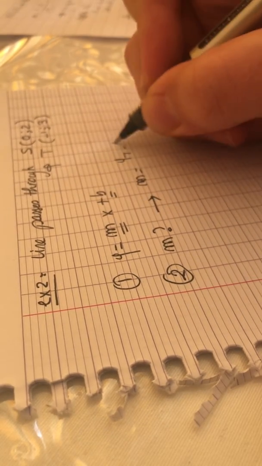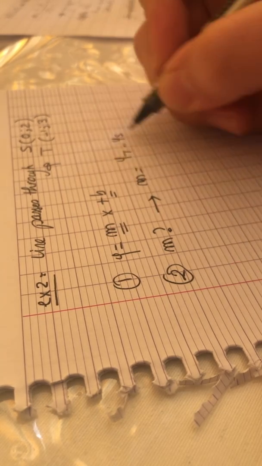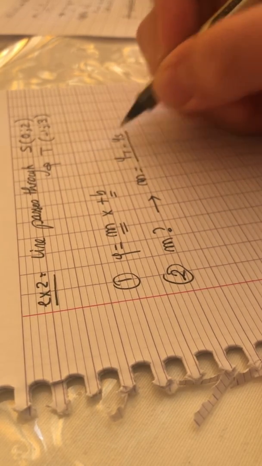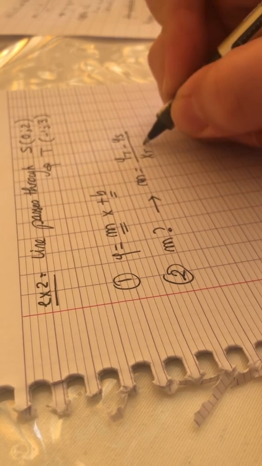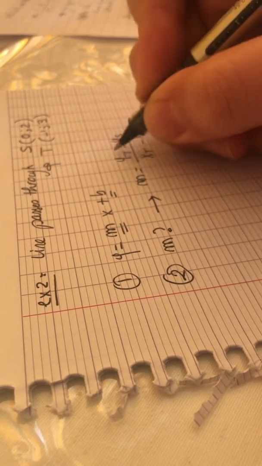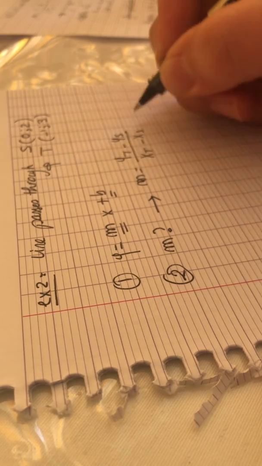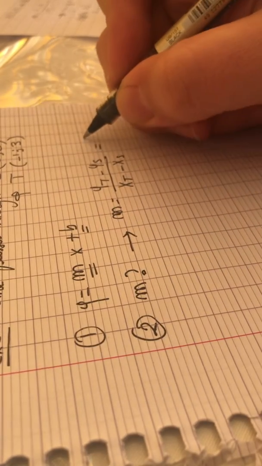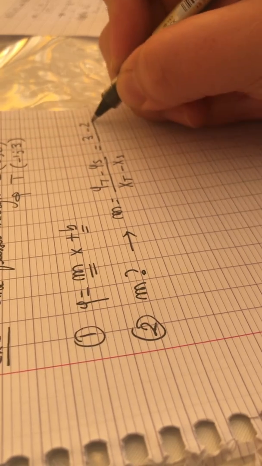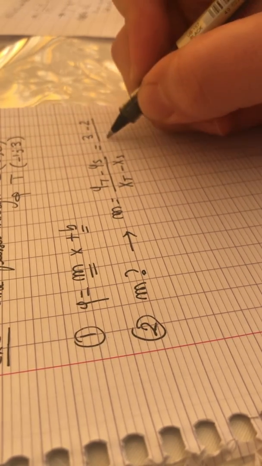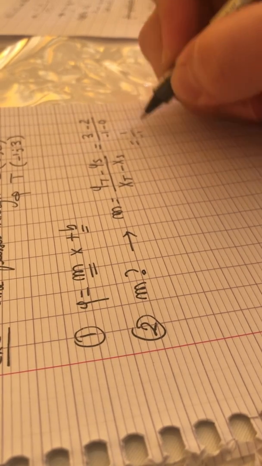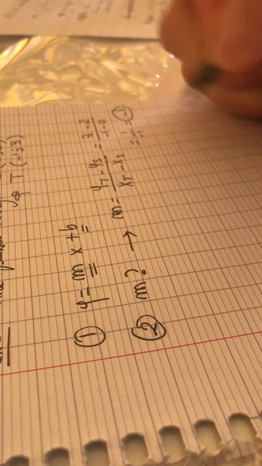minus y of s. Doesn't matter which order you go through, but you have to keep the order in the x's as well. Which means if you do y of t minus y of s, you have to do x of t minus x of s. And if you do y of s minus y of t, you have to do x of s minus x of t. And you just replace. So y of t minus y of s over x of t minus x of s, which will give you 1 over negative 1, which is simply negative 1.